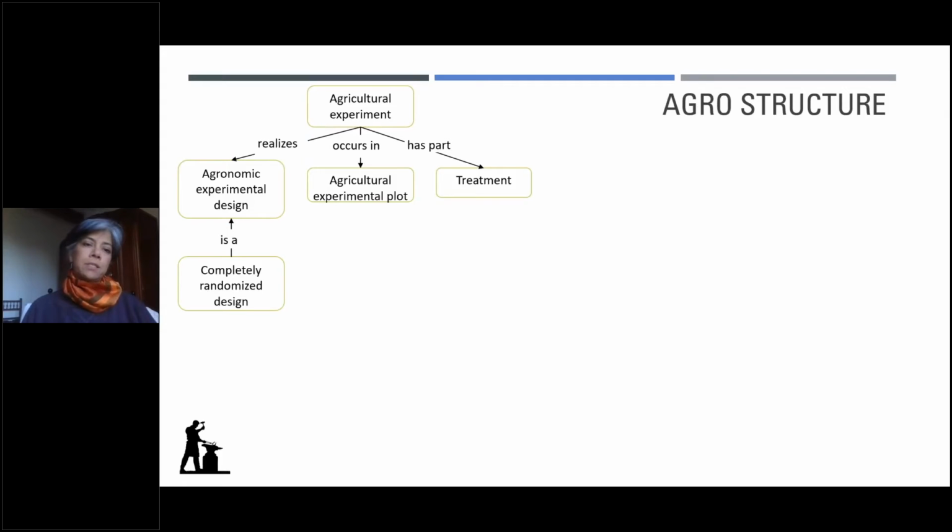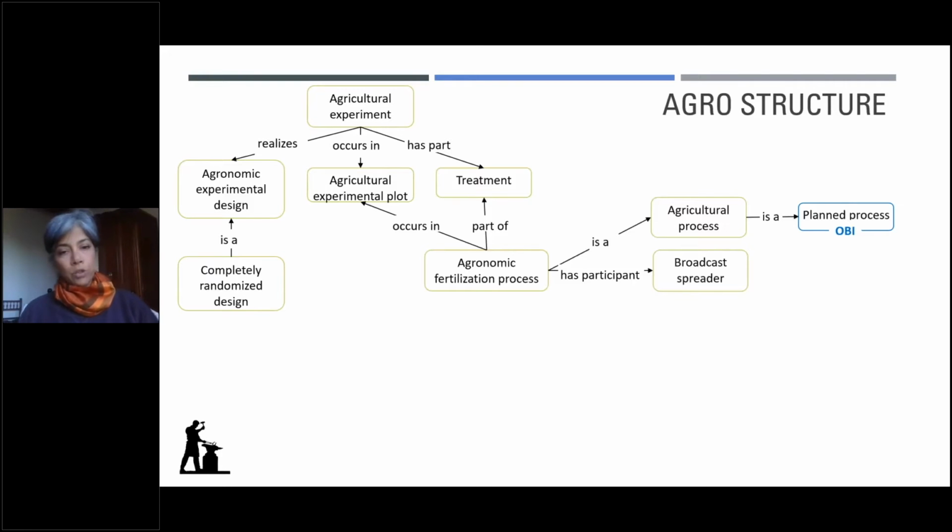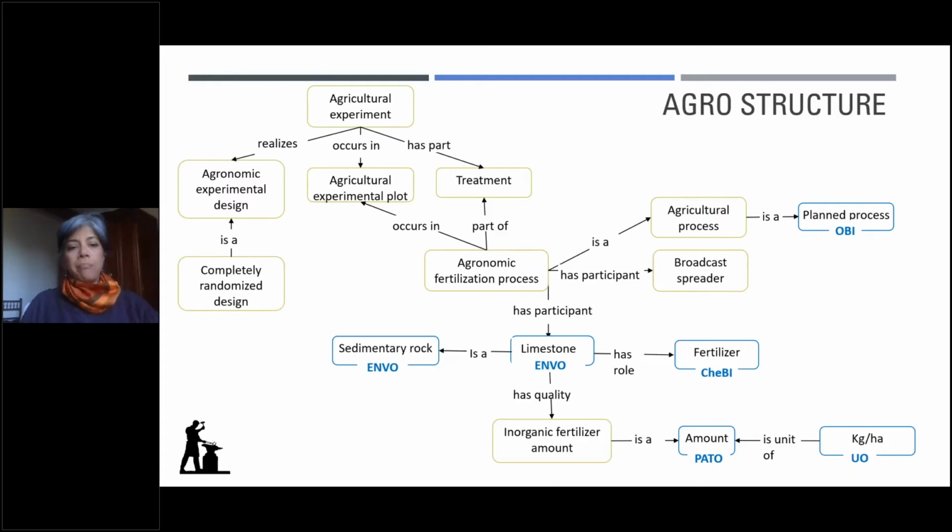The heart of it is the agricultural experiment plot and the experiment itself. Here I'm just showing you one part of it, which is the agronomic fertilization process, and I'm teasing apart all the different components and the hierarchies, or how it's linked to a lot of different other processes, many of which are coming from other ontologies.